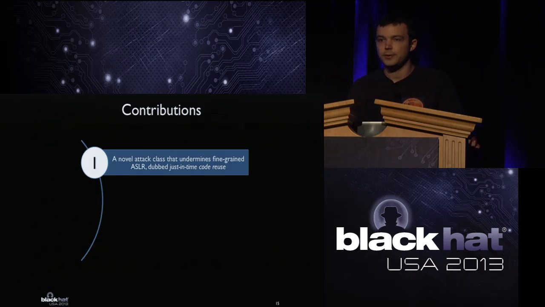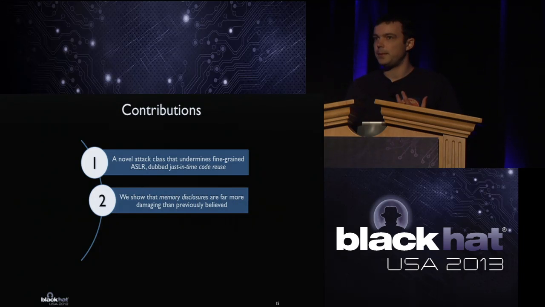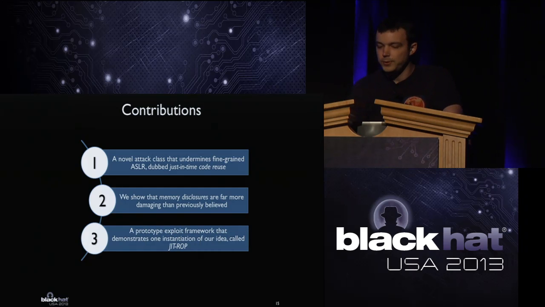First, we developed a novel attack class that does in fact undermine fine-grained ASLR, which we dubbed just-in-time code reuse. Second, we also show that memory disclosures are far more damaging than many have previously believed. Finally, we don't just talk about this idea in theory. We actually developed a prototype exploit framework that demonstrates one instantiation of our idea. And since that instantiation is based on the paradigm of return-oriented programming, we call it JIT-ROP.